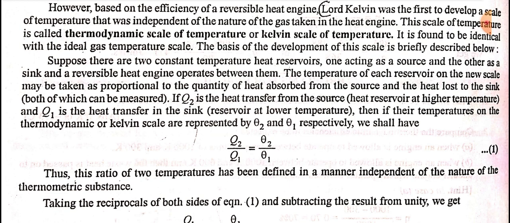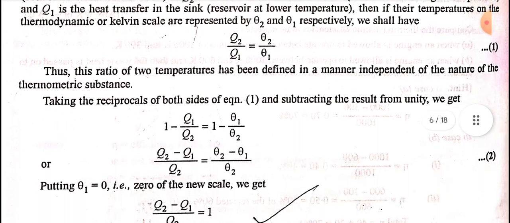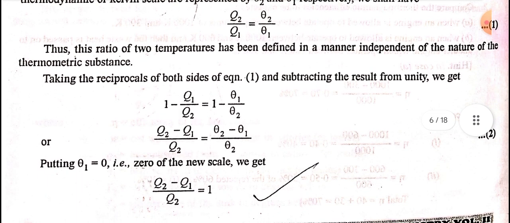If Q2 is the heat transfer from the source, that is heat reservoir at higher temperature, and Q1 is the heat transfer in the sink, that is heat reservoir at a lower temperature, then if their temperatures on the thermodynamic or Kelvin scale are represented by theta 2 and theta 1 respectively, we shall have Q2 by Q1 is equal to theta 2 by theta 1. This ratio of two temperatures has been defined in the manner independent of the nature of thermometric substance.